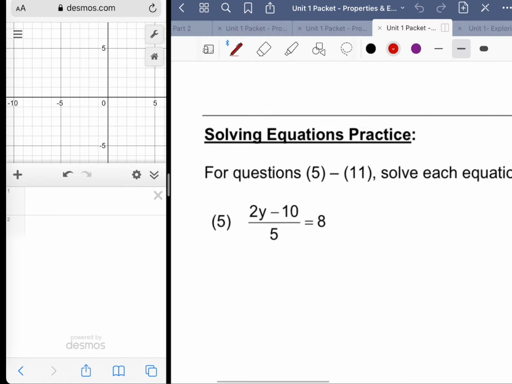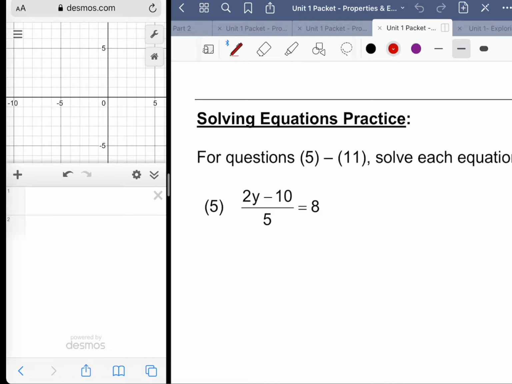So looking at number 5 here, the first thing I would look to do is isolate the 2y minus 10. I would do that by multiplying both sides by 5. There's other things you could do if you want. You could divide both sides by 1/5. That would make things a little bit more complicated, I think. But what these instructions are telling us to do is then state that we are using the multiplication property of equality. We could abbreviate that.